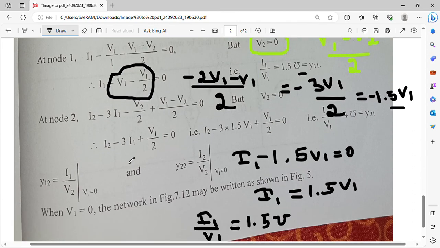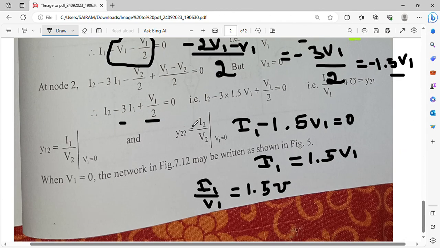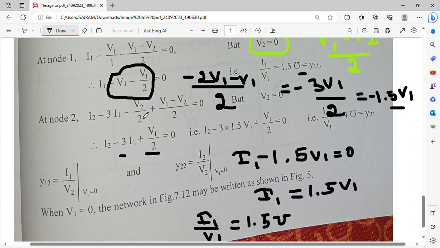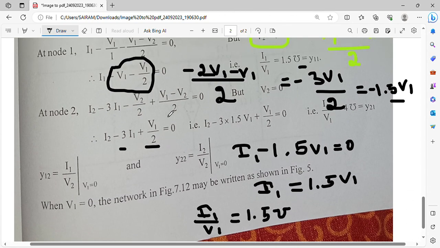So now here it is I2 minus 3I1, and here it is plus V1 by 2. So what is V1 by 2? Once again, I'll just check it out. Yes, it is V2 by 2. I'm sorry, it is minus V2 by 2, and once again it is minus V1 minus V2 by 2. So you're going to get 0: plus V1 minus V2 by 2, which is equal to 0.